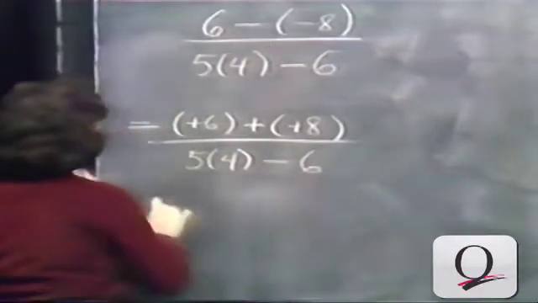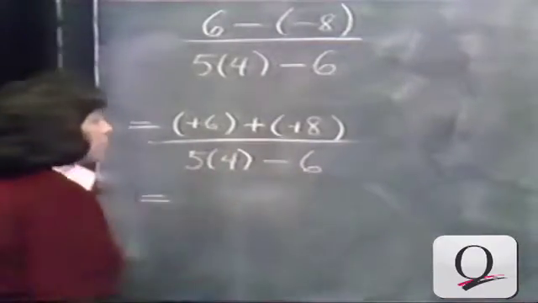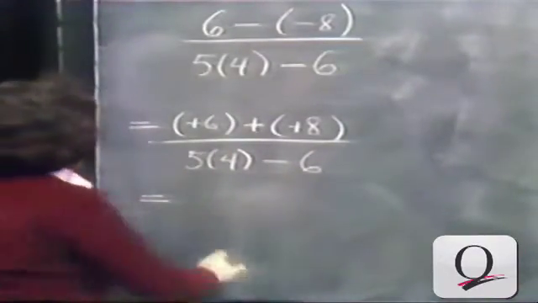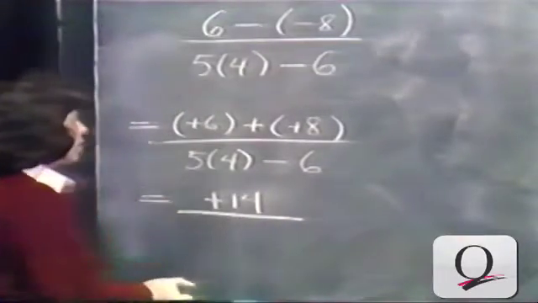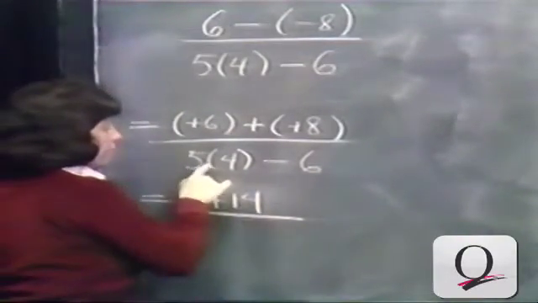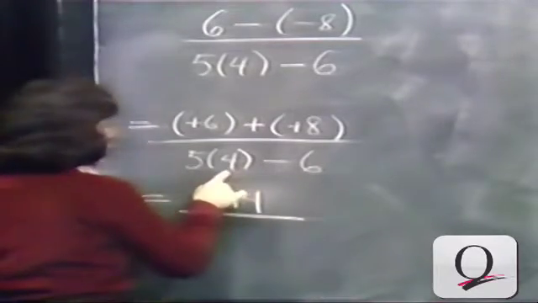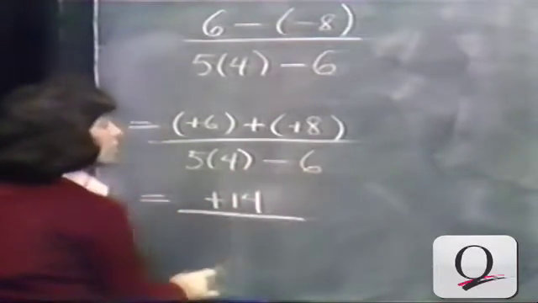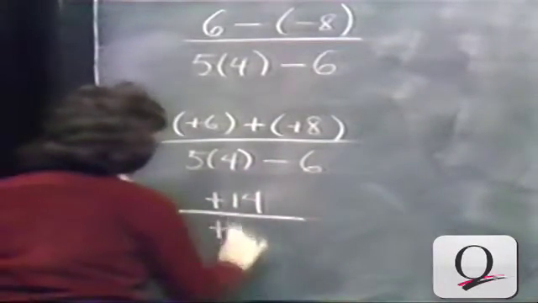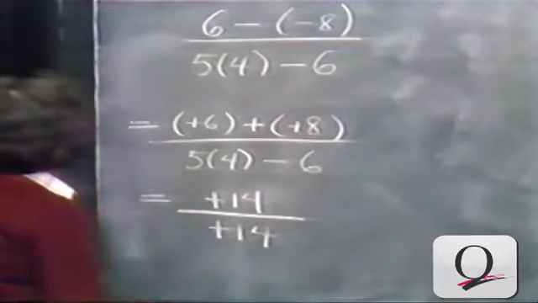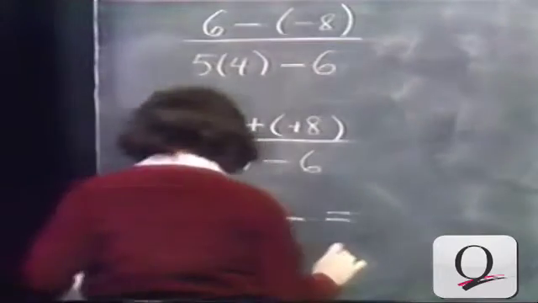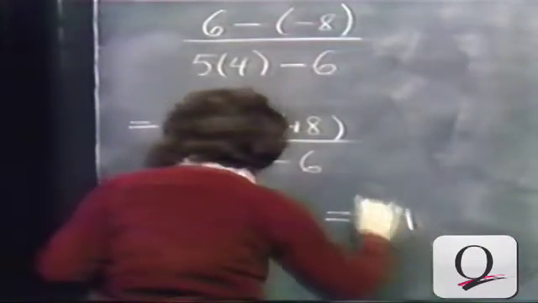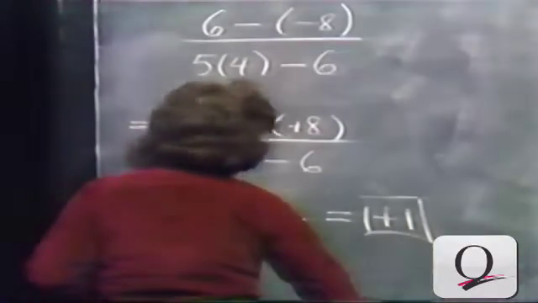Now, plus 6 and the plus 8, or 6 and 8, gives you 14, or plus 14. On the bottom, the multiplication is done first. 5 times 4 gives you 20. 20 minus 6 gives you 14, plus 14. Plus 14 over plus 14 for an answer of plus 1, or just 1.